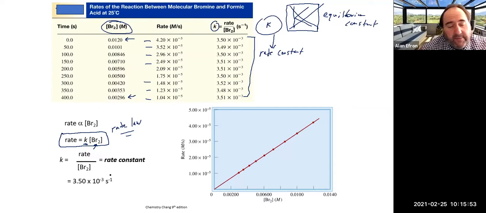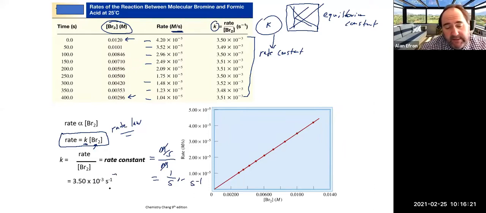The number is not really important, but let's talk about how they got to those units. Well, the rate is something like molarity per second, as we see up here, and it's divided by the concentration of Br2, which is molarity. That means the molarities cancel, leaving us with 1 over seconds, or reciprocal seconds.